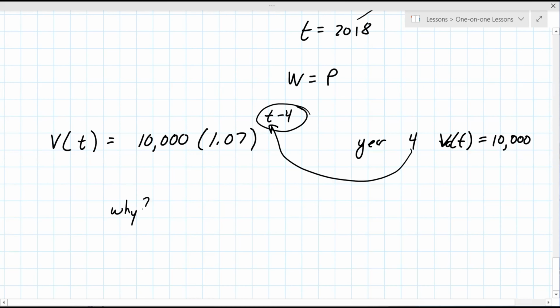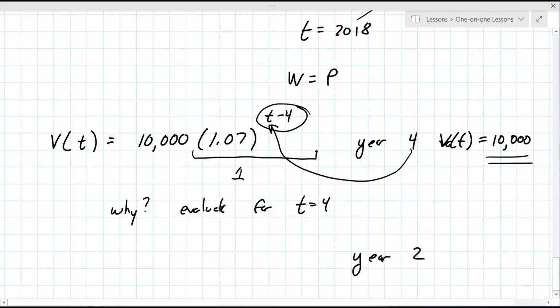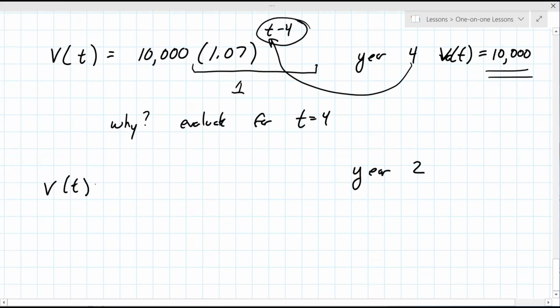So when I say y here, what I'm really asking you to do is evaluate for t equals 4. Well, wouldn't it be 1 during that year? So this part becomes 1, 10,000, in which year is what we wanted. Okay. So what if I take the same thing, but now I want it to be in year 2? What changes about this function that I just wrote? It would be t minus 2. Exactly. So this right here is called an offset from a base year.